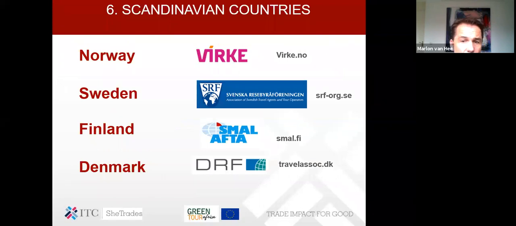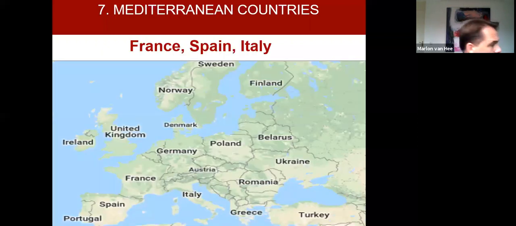This is an overview of the national tour operator associations in the different countries. The one from Sweden has all their members listed on their website. And I think this is also the case for Finland. Not sure about Denmark, it's been a while since I visited this website. But if you go to the website for Sweden, you can download all the Swedish tour operators into an Excel file. You can do more research and shortlist your potential business partners in Sweden.